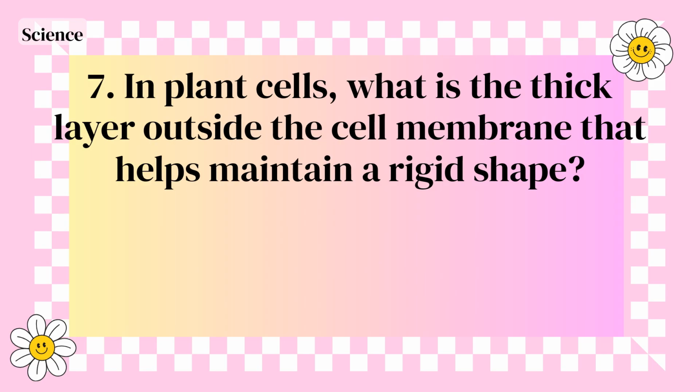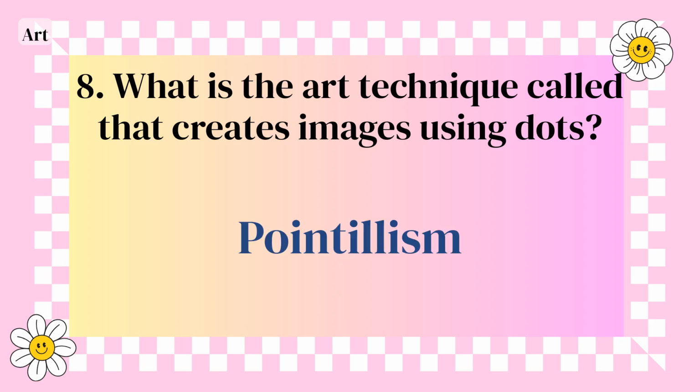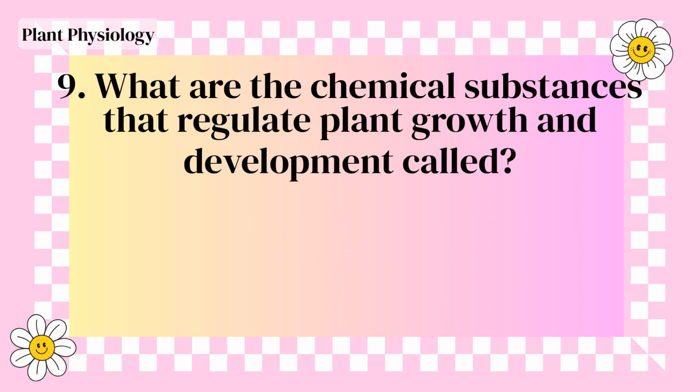Constantinople. In plant cells, what is the thick layer outside the cell membrane that helps maintain a rigid shape? Cell wall. What is the art technique called that creates images using dots? Pointillism. What are the chemical substances that regulate plant growth and development called?